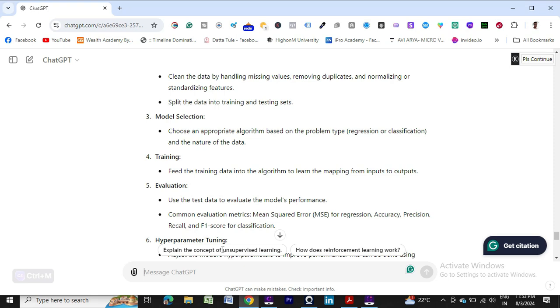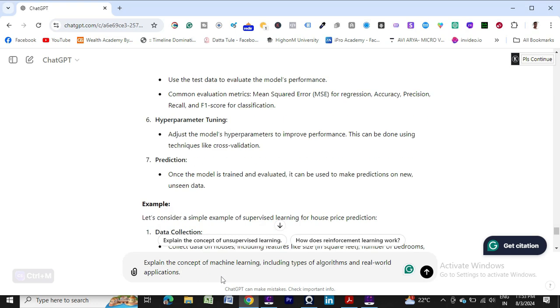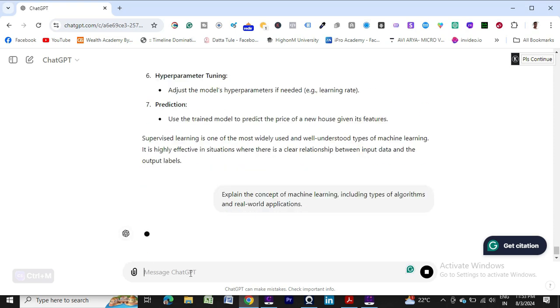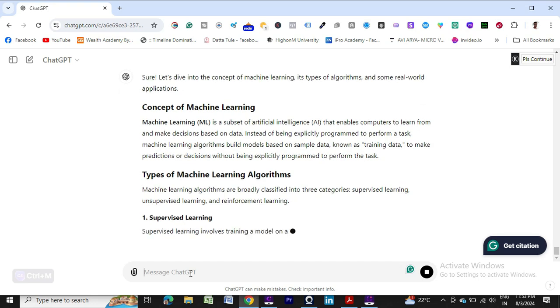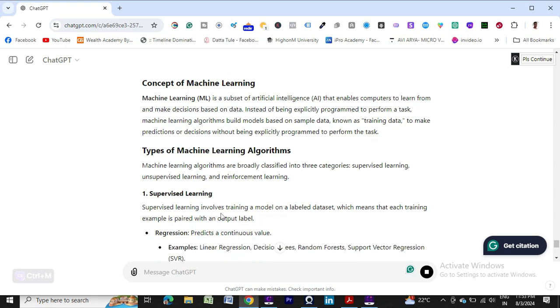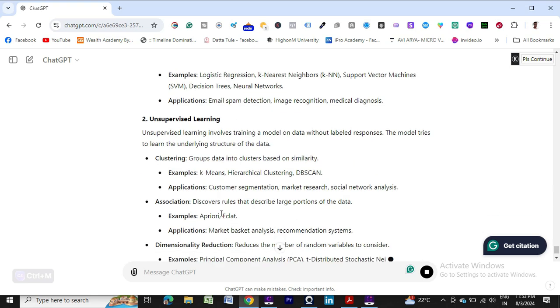So let's see, now my prompt has been modified, and now it will be more specific. Explain the concept of machine learning, including types of algorithms and real world applications. So it will cover only the algorithms and the real world applications. I need only that information, I don't want the entire information. So here it is saying concept of machine learning, types of machine learning, algorithms. As I asked about algorithms, it has provided the algorithms. All these things it is providing.